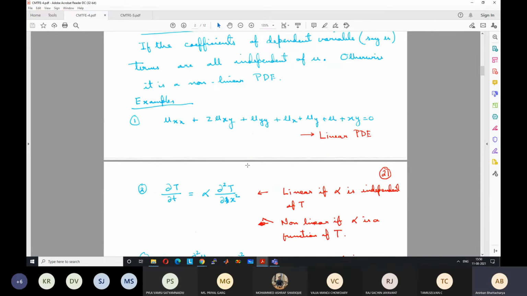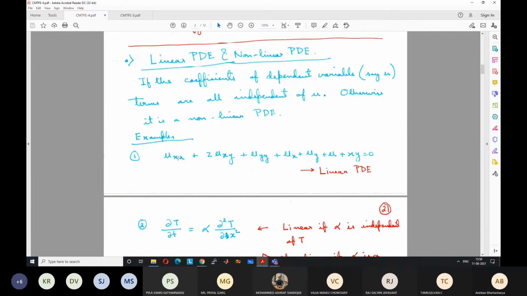So let us take a look at some examples again to reinforce this concept. So u_xx + 2u_xy + u_yy, because they are double derivatives, this is a second order PDE, plus u_x plus u_y plus u plus xy. Okay, this is a linear PDE. None of the coefficients are functions of u. Although there is an xy term, it does not matter. It's not nonlinear in u.